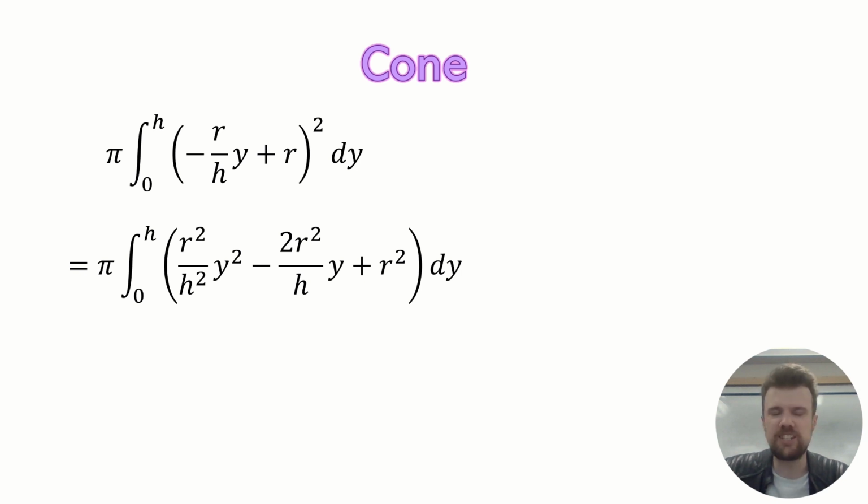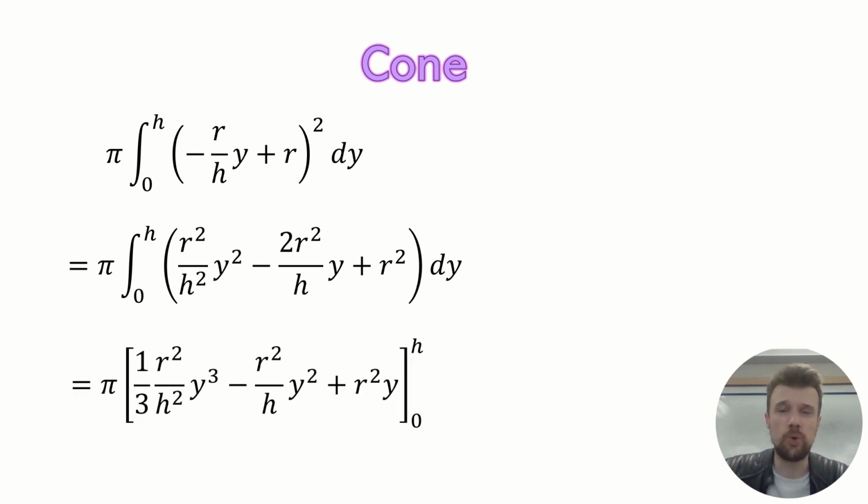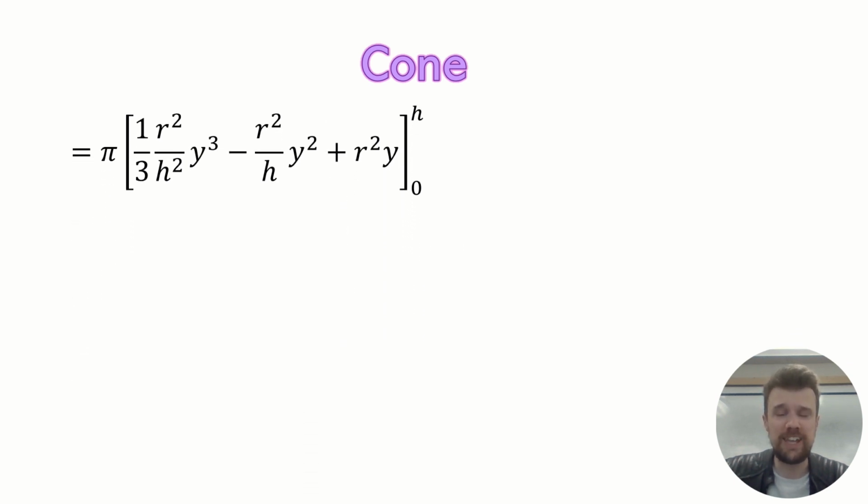So integrating it, the y squared will become a 1/3 y cubed, and then we still got that coefficient of r squared over h squared as well, combining with that third. We have the y integrating to a y squared with a half in front. That half will then cancel out with the 2 that's in the original coefficient of minus 2r squared over h, leaving us with minus r squared over h. And then, of course, just like before, r squared is just a constant, so it's going to integrate to r squared y. Nice. Then we can plug in our limits of h and 0.